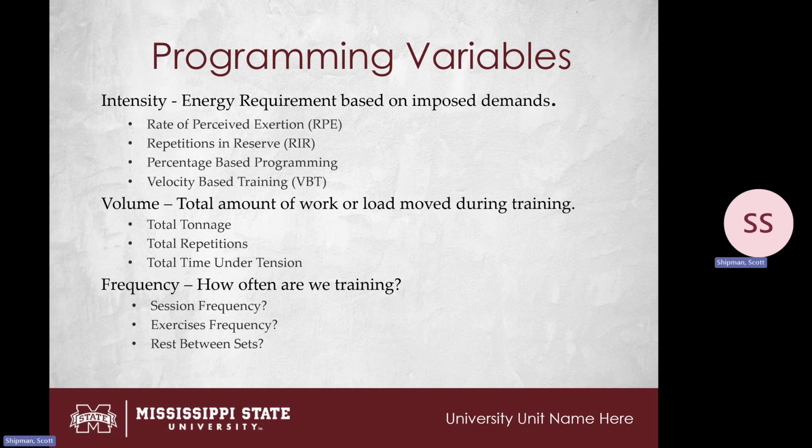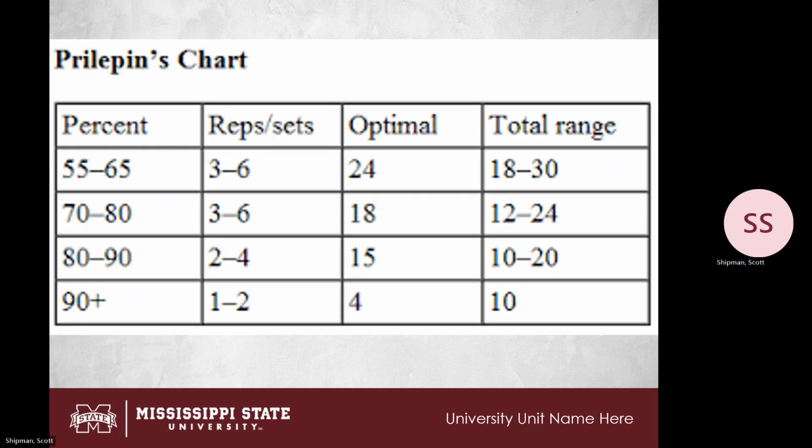And lastly, how often are we training? What's the frequency? How many times per week? What exercise frequency, and what is the amount of rest between each set? Because that'll really affect the adaptation that we have if we're not allowing for optimal rest periods between each set. So those are three programming variables that really dictate what your adaptation is going to be for each exercise.